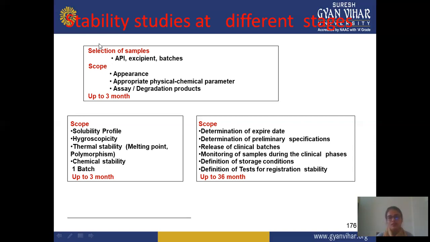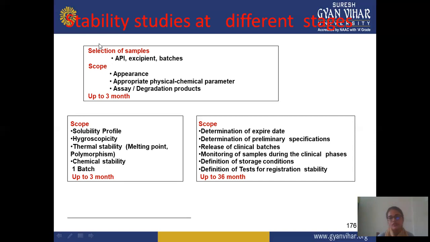And this stability study is mainly performed for determination of the expiry date, means how long the drug is stable for a particular formulation or time period. With the help of this test, you check the expiry date of the formulation, determination of preliminary specification, so the starting specification is also checked. Release of clinical batches, monitoring of samples during the clinical phases, definition of the storage condition, definition of tests for registration of stability. And this test is mainly performed for 36 months, means up to 3 years.